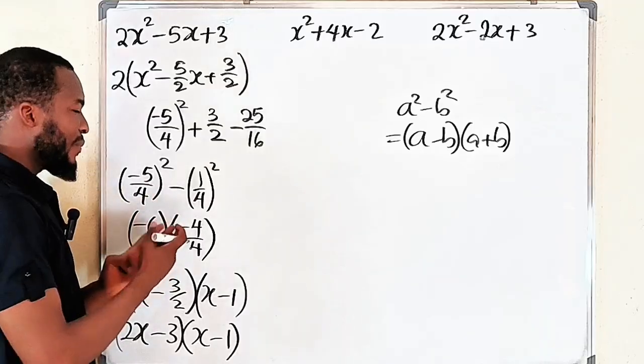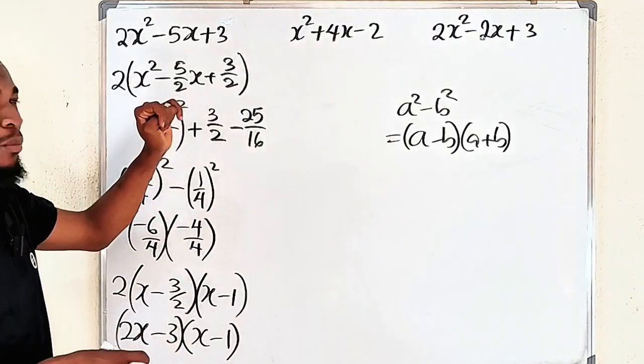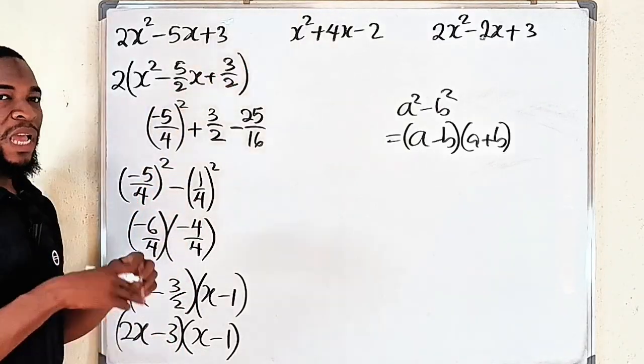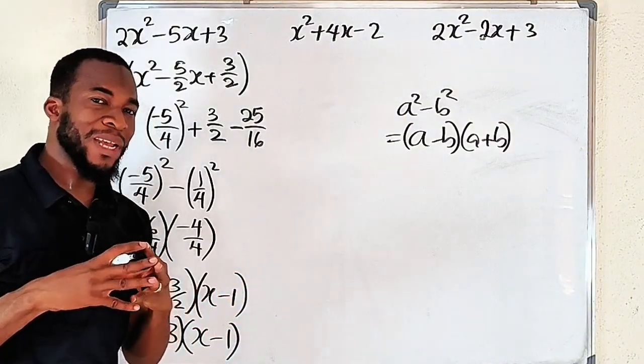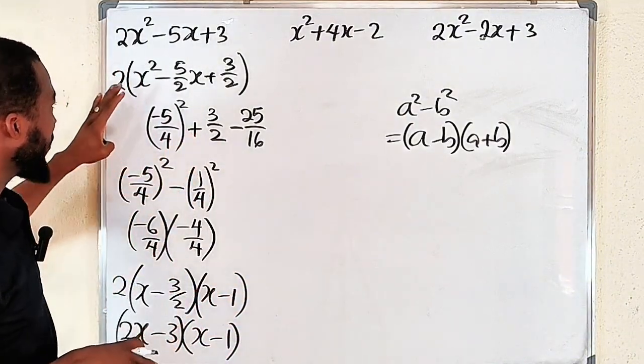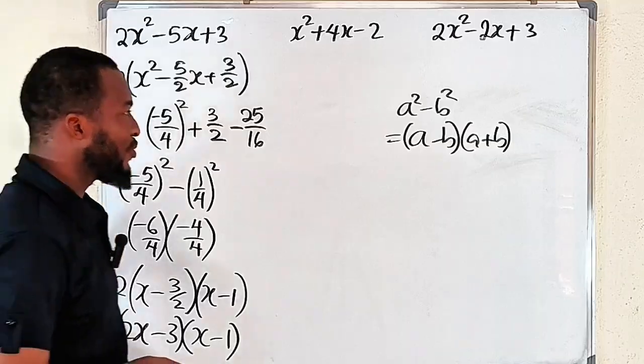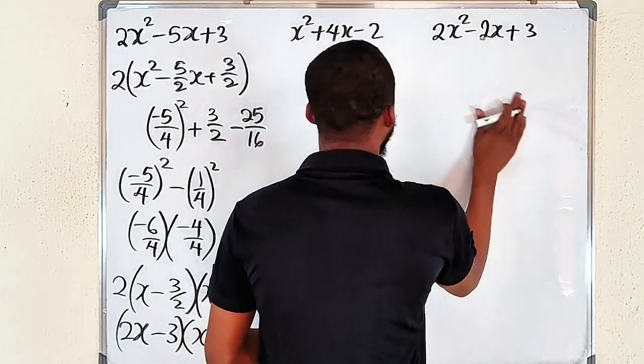Why do we use this method? In case of larger numbers, sometimes this number can be very huge that you cannot easily think of two numbers to multiply together to get that. So instead, you can apply this strategy. Let's come to the second one.